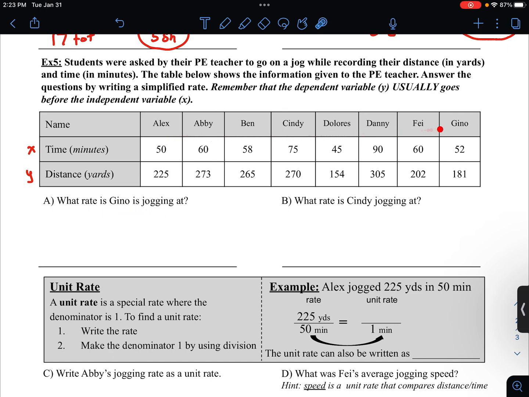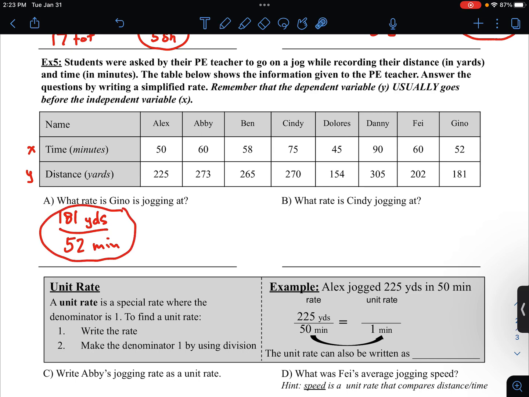So, let's answer the questions. What rate is Gino jogging at? Where is Gino? Oh, it's in alphabetical order. Remember, y goes first, x goes afterwards, so it's 181 yards per 52 minutes. And they want us to simplify it. I don't believe I can divide this by 2. You can't divide it by 3, because 5 doesn't work, 7 doesn't work. I don't think this is divisible by anything, so that is our answer.